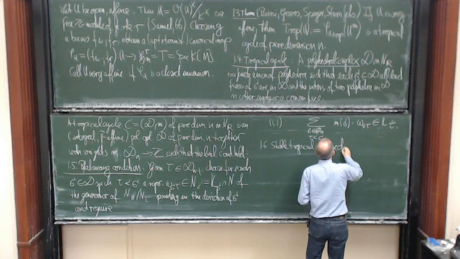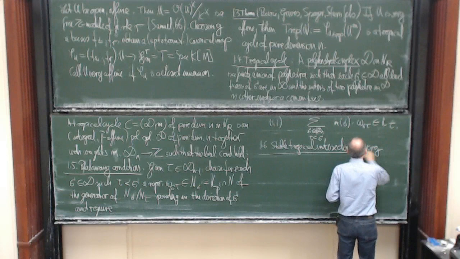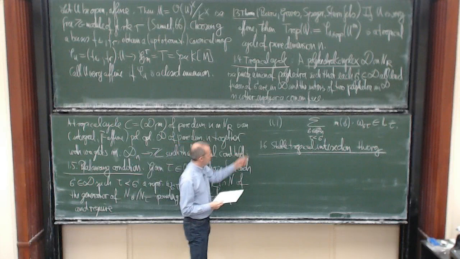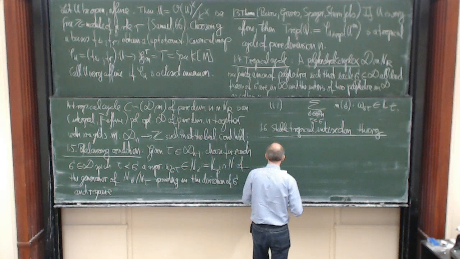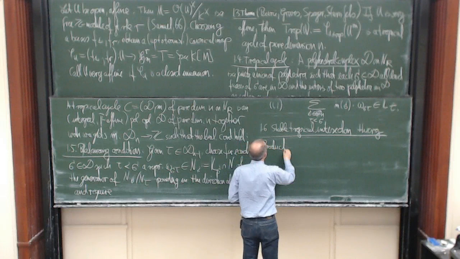So there's a stable tropical intersection theory, which is due to Mikhalkin and Allermann and Rau. And it's all based on the computation of the Chow cohomology of toric varieties by Sturmfels and Fulton. So you have here a product.